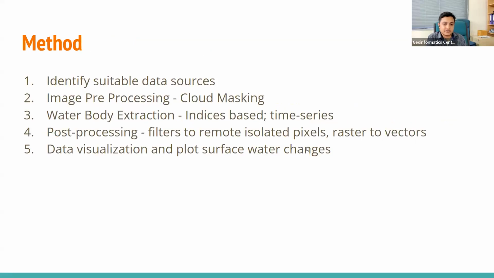So the method that we are going to use today is, first, we will identify the suitable data sources. So based on our requirement, which data source might be more suitable. We'll do that. And the next step is image pre-processing, because there will be some issues when we just import the data set into any processing libraries. So we have to do some pre-processing steps to eliminate those issues. And the main task we are going to do is cloud masking.